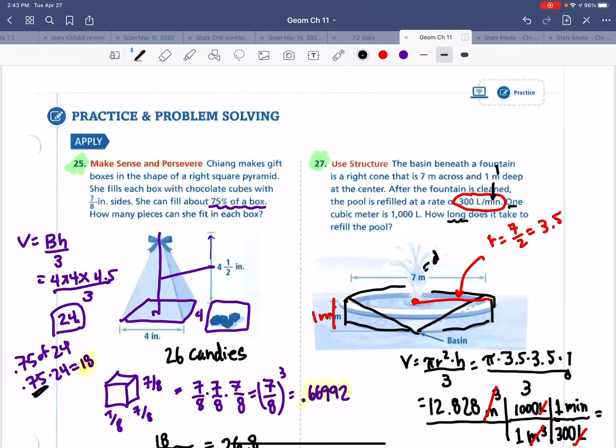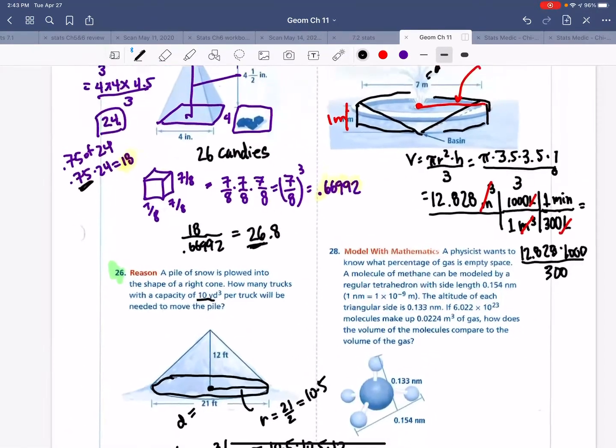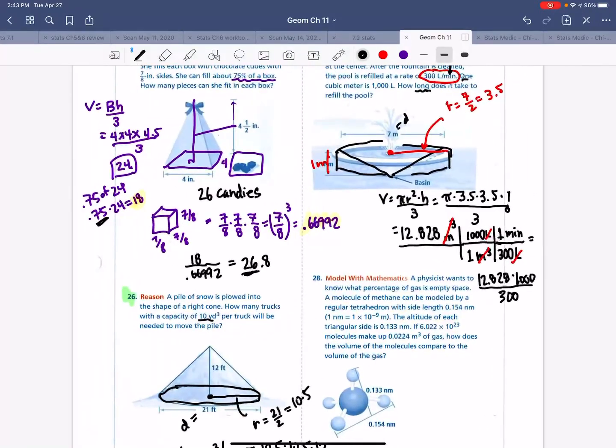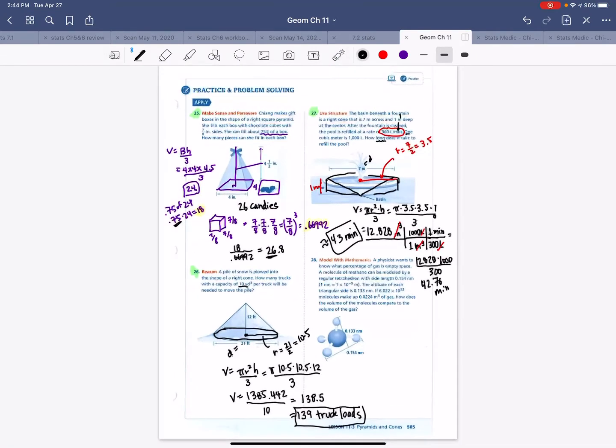So we multiply by 1,000 and we divide by 300 and we get an answer. How long does it take? 42.76 minutes. So you could say about 43 minutes to fill up the fountain. That makes sense. I think it takes about that long to top off my pool when it gets really, really low. So that sounds like a reasonable amount of time.